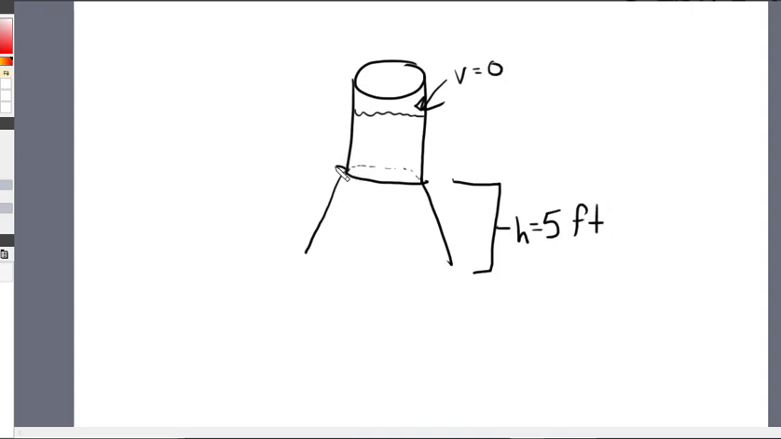And a small spout comes out here and releases water. Water comes out here. Okay, great. And at what velocity does it come out?